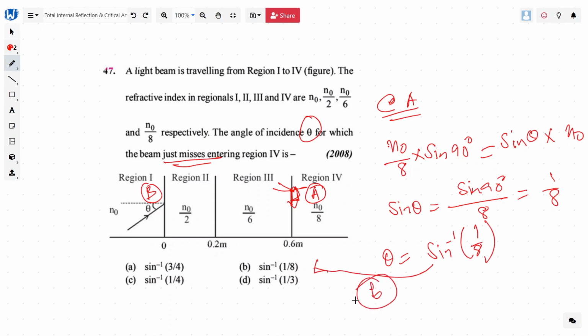So without worrying about what happened in between, we can simply write Snell's law at any two points and equate them, depending upon what is unknown and what we need to find out.